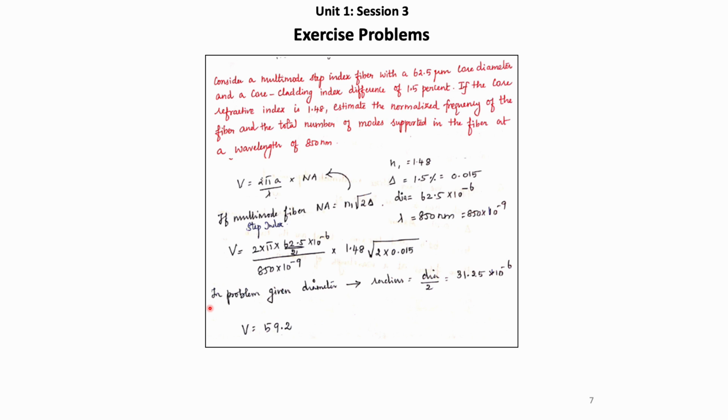I hope you have understood the cutoff wavelength and the normalized frequency, that is the V number, and also the value of the V number for the single mode fiber and the multimode fiber, and how to justify whether it is a single mode fiber or a multimode fiber. I hope you understand. Thank you so much.